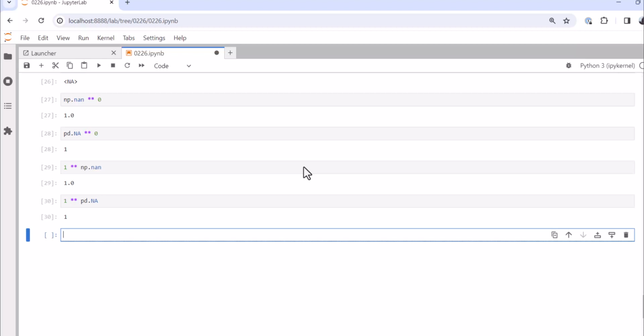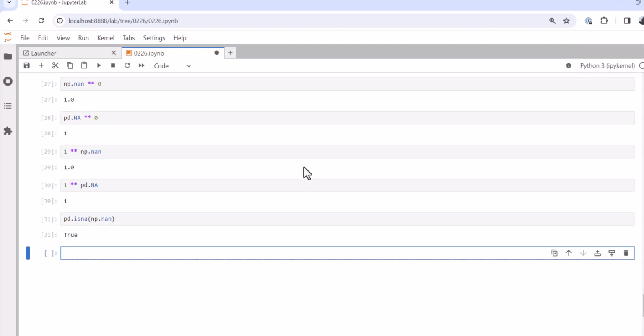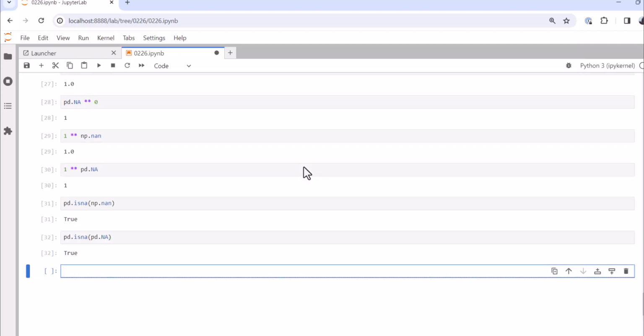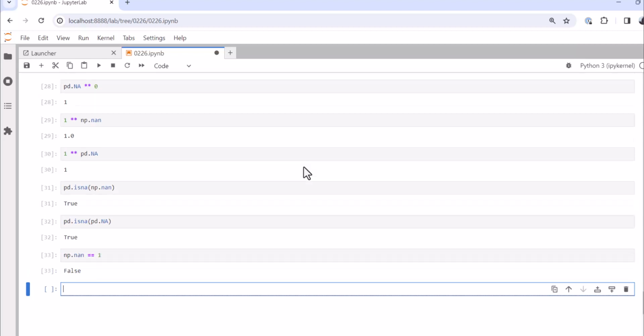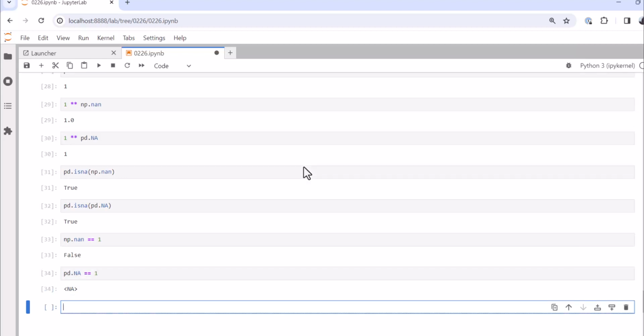We can also check if something is NaN using the isna method. That works on NaN. And it also works on NA. So far, again, very, very similar behavior. One interesting exception, which we've already hinted at above: np.nan is equal to 1 is False. pd.NA is equal to 1 returns NA again. So NA does sort of fall through these comparisons, whereas NaN just returns a Boolean. So that's the main place that you'll see them not be used interchangeably.